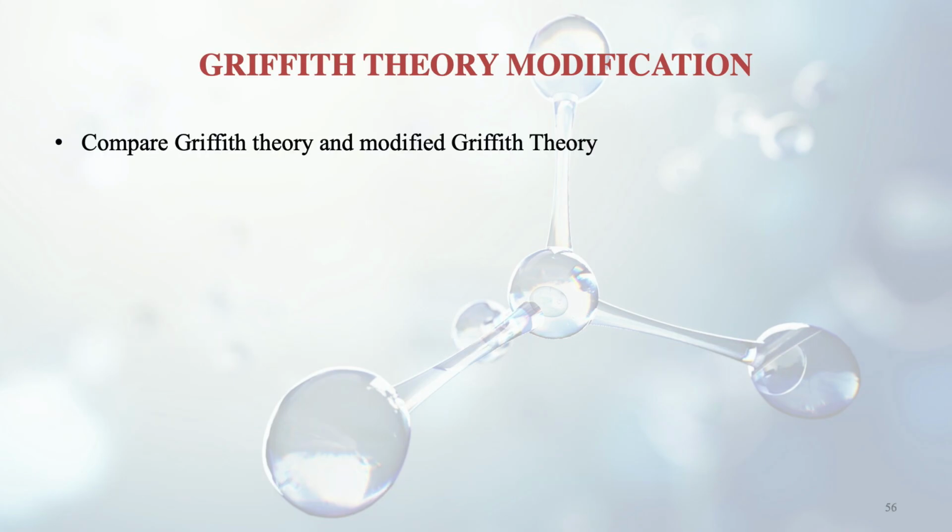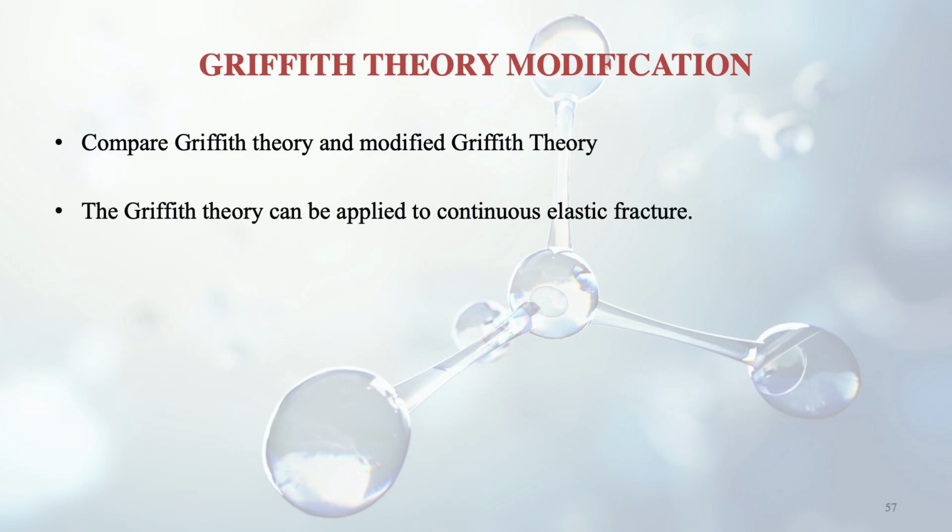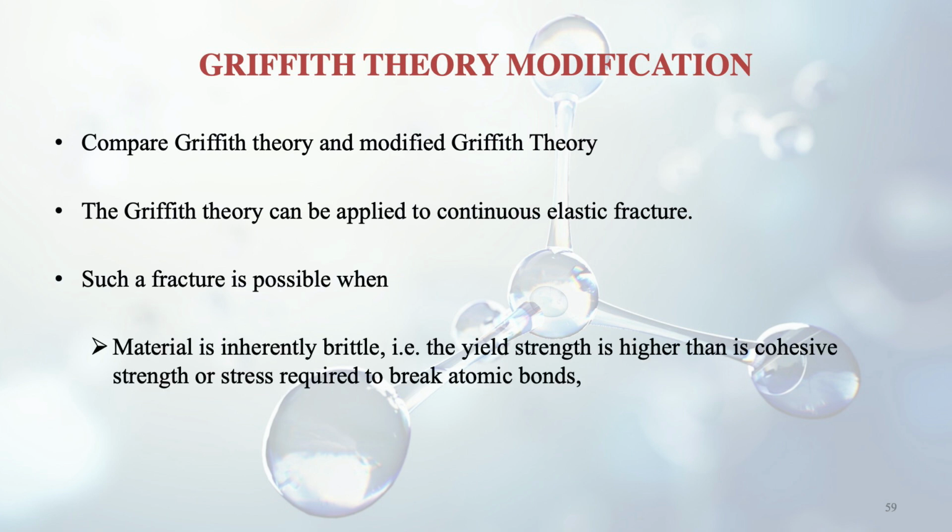So now we can compare the Griffith theory. The Griffith theory can be applied to continuous elastic fracture, and such a fracture is possible when material is inherently brittle. That is, the yield strength is higher than the cohesive strength or stress required to break the atomic bonds. And the next condition for such a fracture is that temperature is low or the crack velocity is high. So these were the 3 conditions for such a fracture to take place.